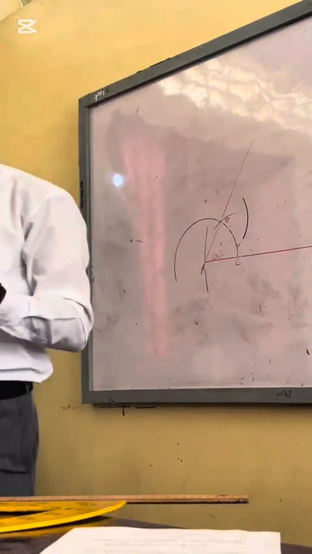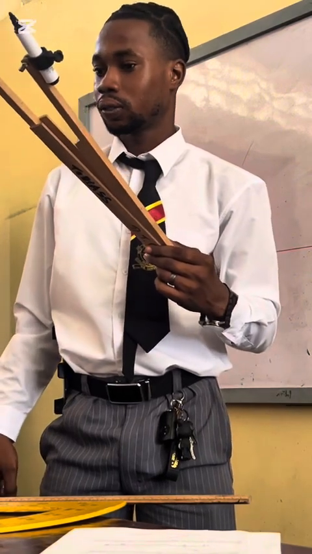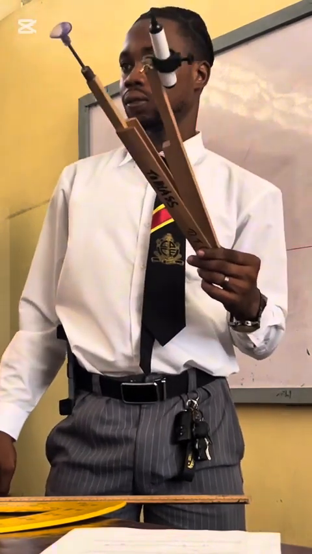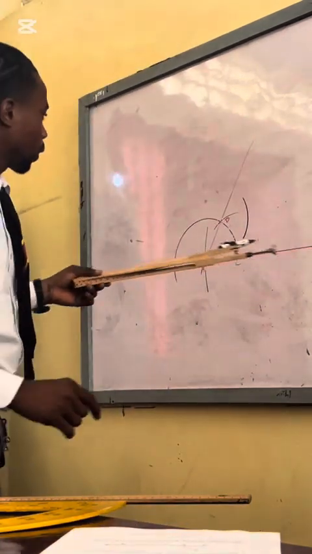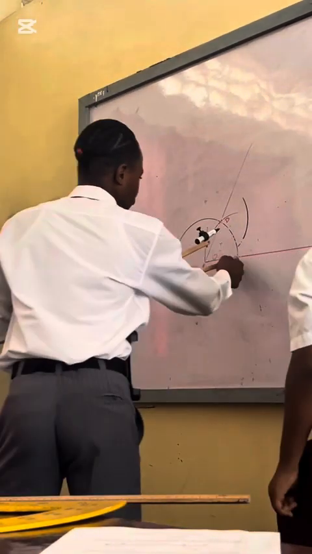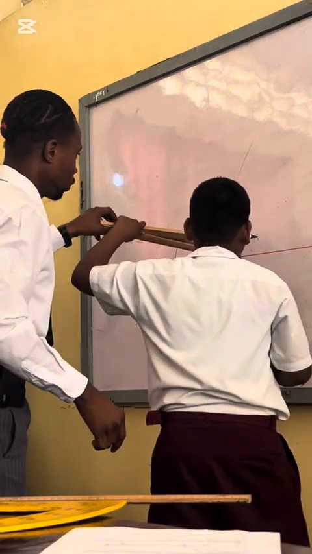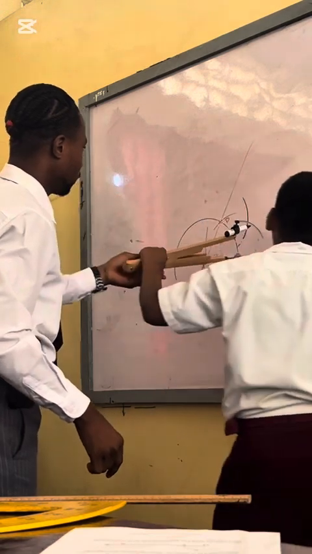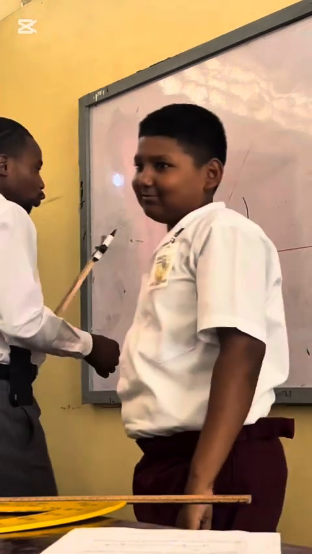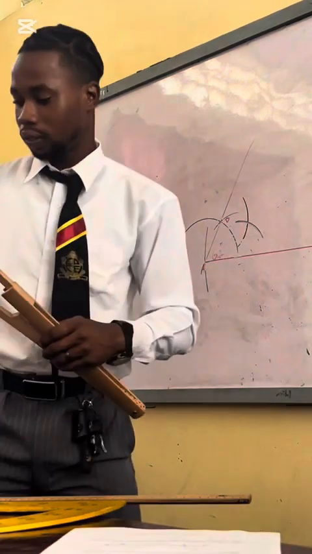Come, sir, please. What you're going to do is fix the compass point at C, like so, and then scribe an arc. Try it. Lovely. That's it. Thank you, sir, so much. Give him a round of applause. Come on, we should do better than that.